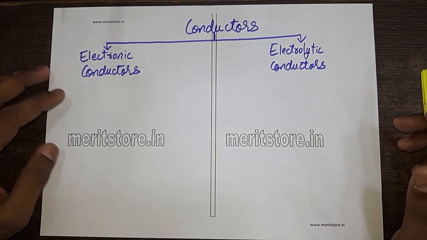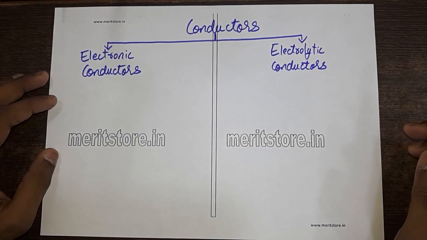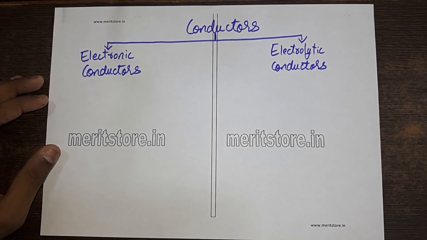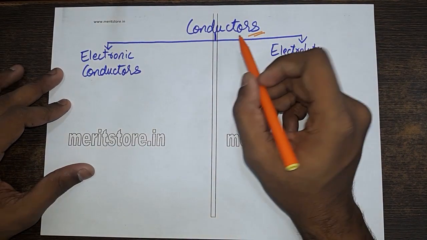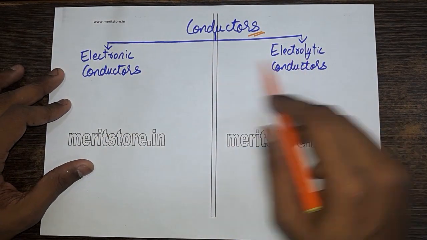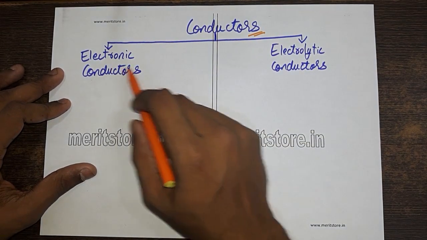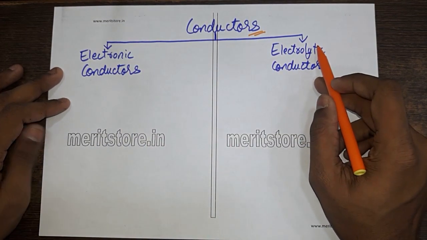Of electrochemistry, we study about conductors. Conductors are the substances that allow the flow of electricity. Now they can be classified into two types. One is electronic conductors and one is electrolytic conductors.